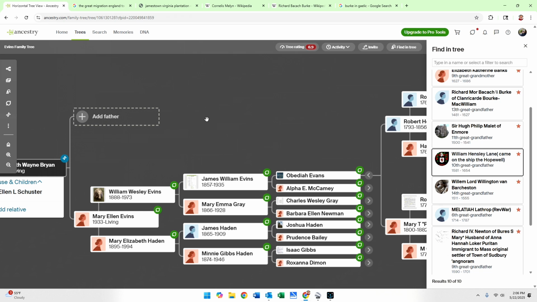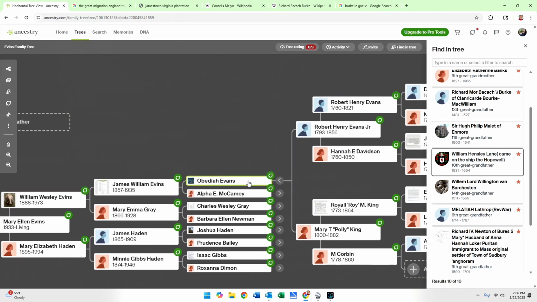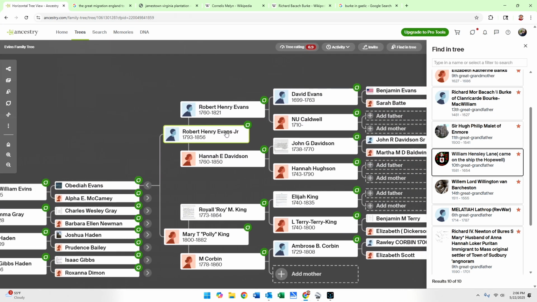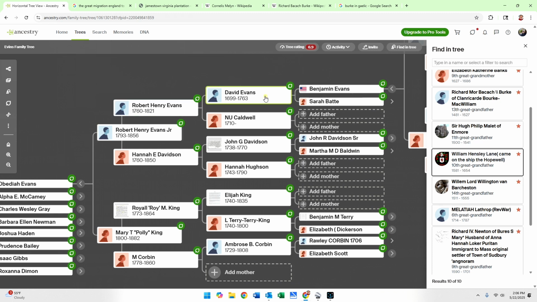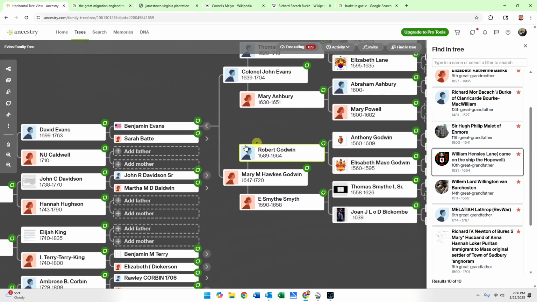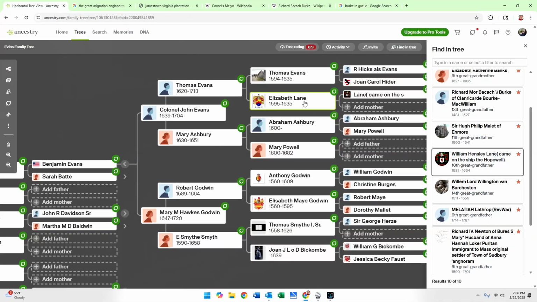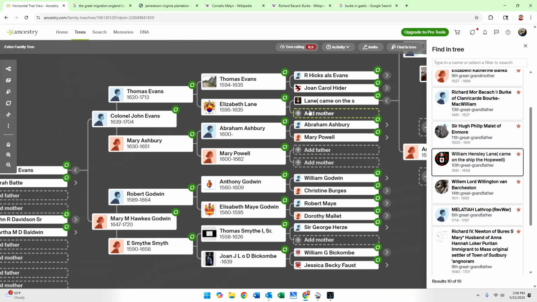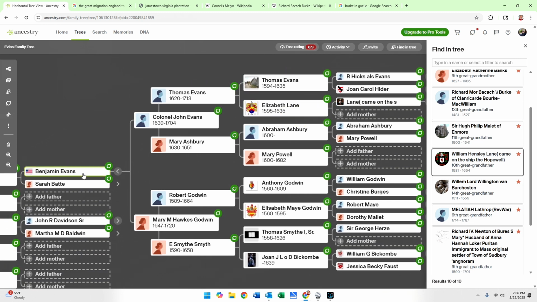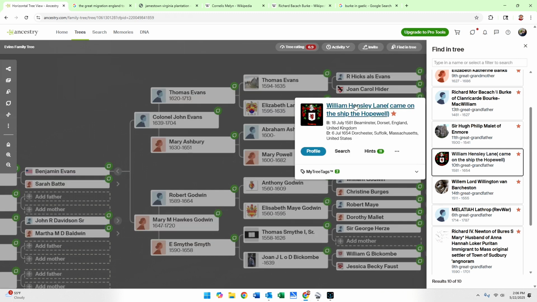Okay, for our second person, we're in Granddaddy's era. So this is William Wesley, and if you follow the Evans back a little ways, just follow the men of the family. So from back to Robert, back to David, back to Benjamin. Okay, and you get back here to Elizabeth Lane. So the guy before her, so what I'm going to focus on is this little section right in here. So from Benjamin back to his great-grandfather. So William Hensley Lane came over on the ship the Hopewell. So let's talk about this.